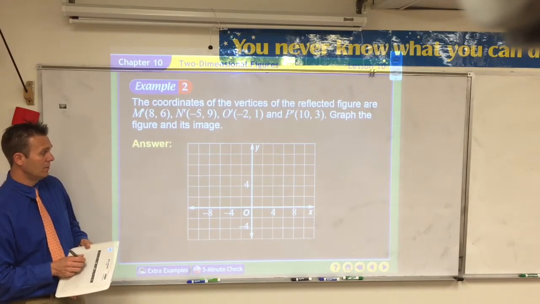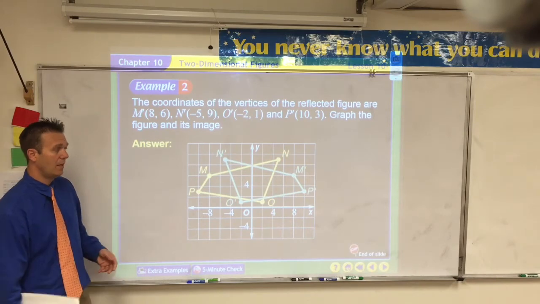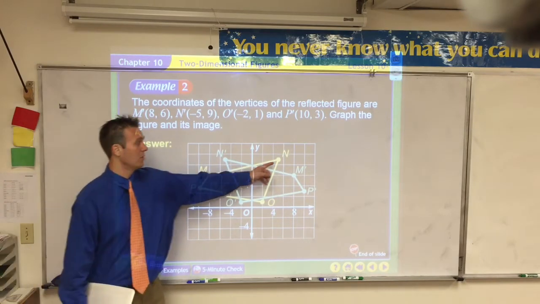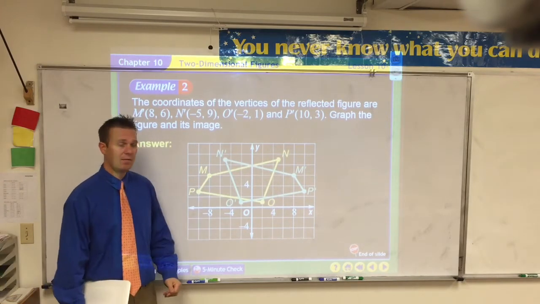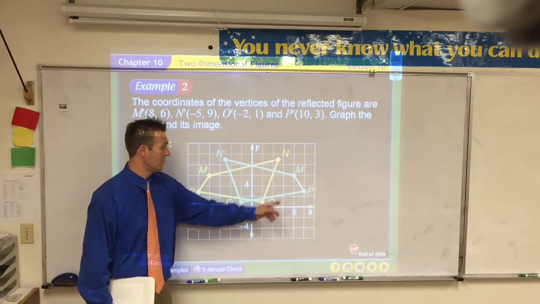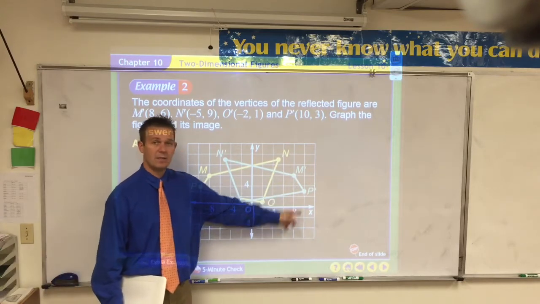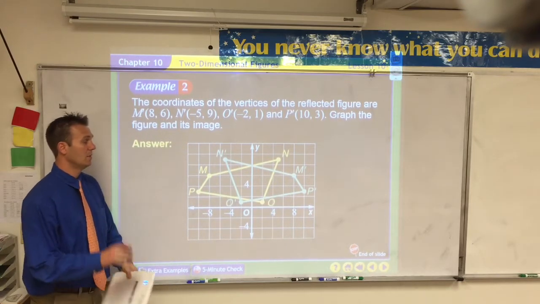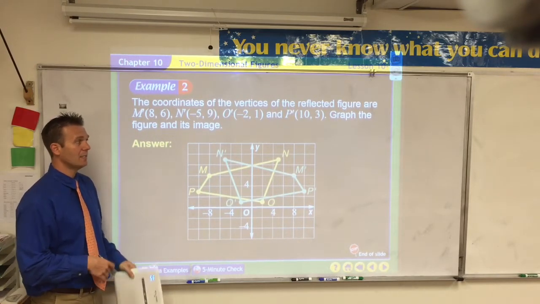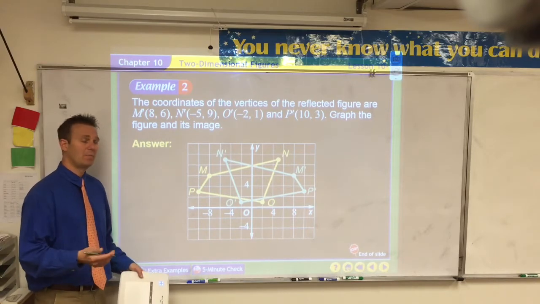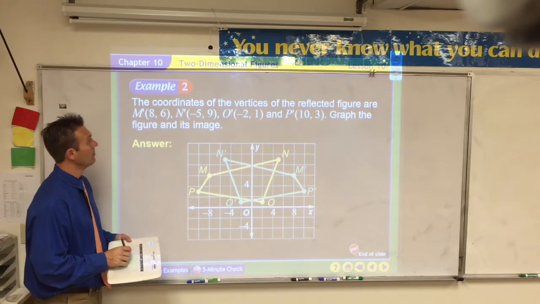Here's your original, and then there's the new prime. You'll notice that N has been reflected over the y-axis, and so has the O. The M and the P have reflected over here to the new one. So you'll see that it basically reflects over the y-axis. Again, multiplying the x by -1 will make that happen.